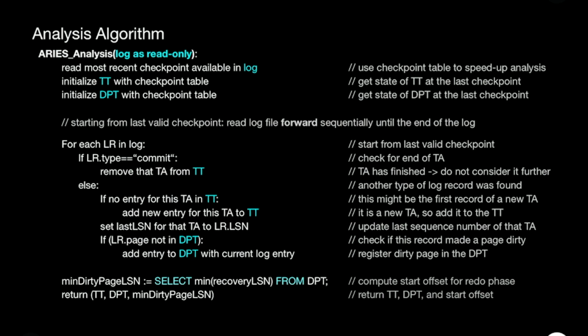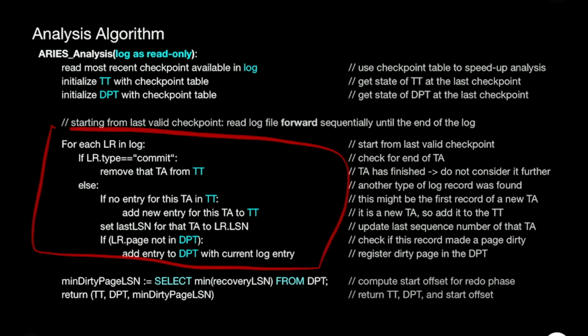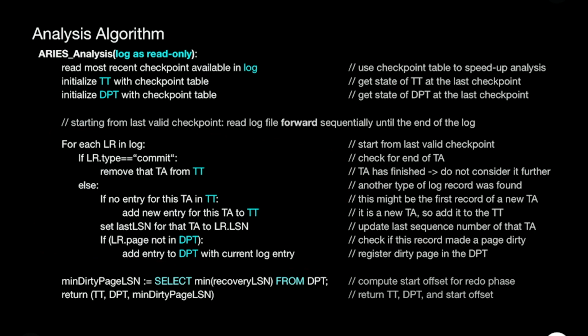That's all that happens. Yeah, and when you're done processing the log, you have the DPT and TT in the version as they existed at the time of the crash. Then you do this trick, not a trick, you compute the smallest log sequence number. Again, that's the earliest log record that might have dirtied a page.